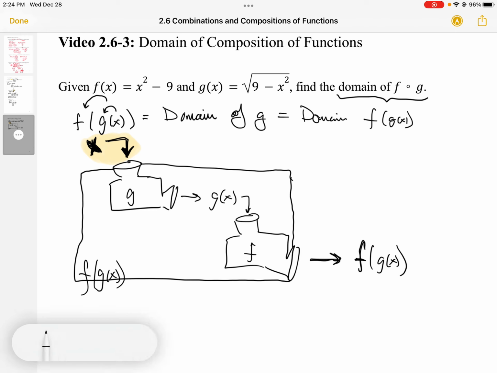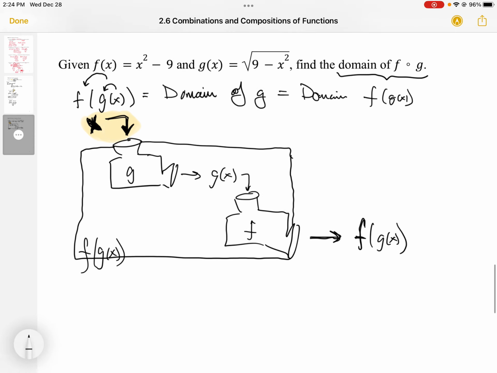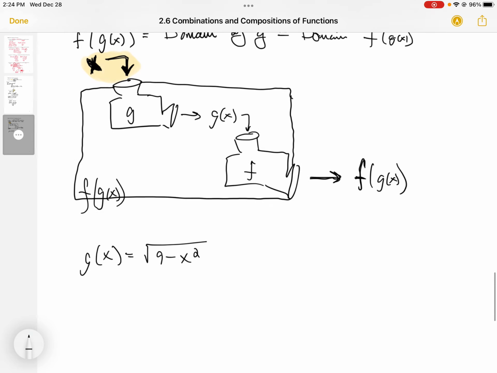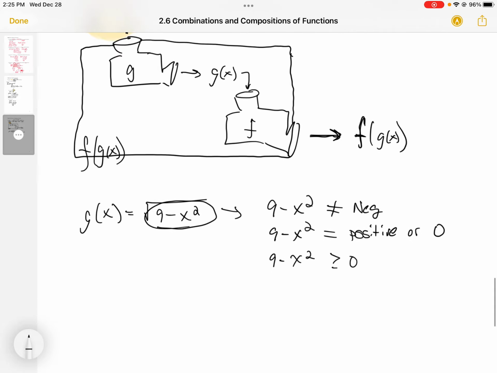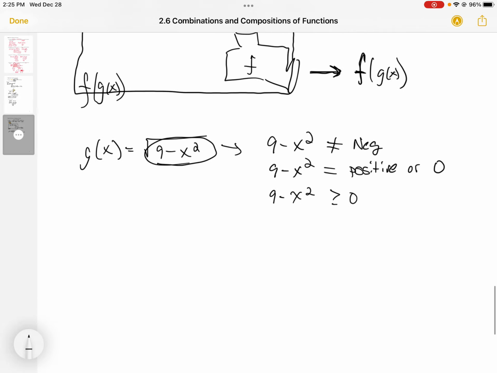So what we need to do is figure out, well, what is the domain of g of x? Let me rewrite this here. So we know if g of x consists of a square root function, that inside the square root function cannot be negative. So 9 minus x squared cannot be negative. 9 minus x squared can be positive or 0. And another way of writing that is 9 minus x squared has to be greater than or equal to 0.